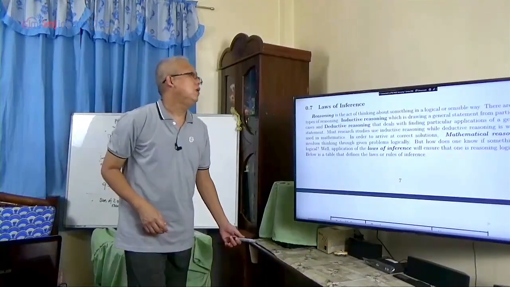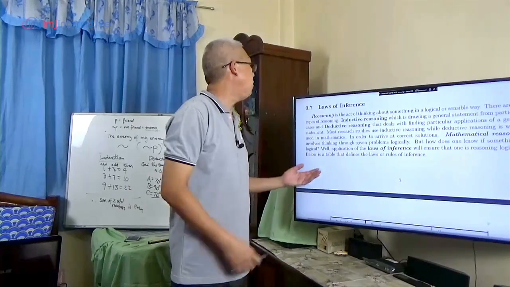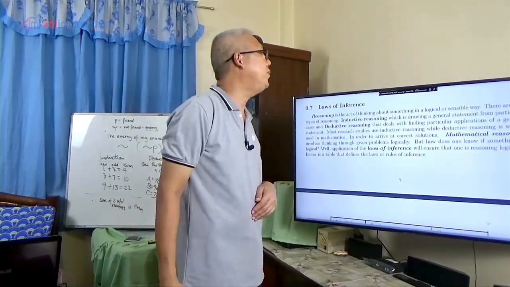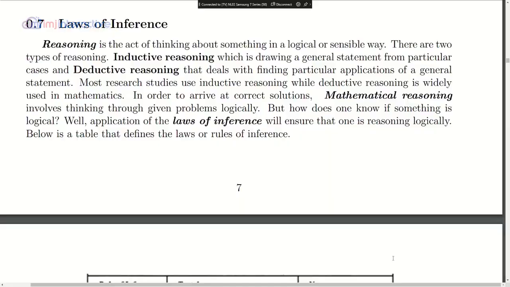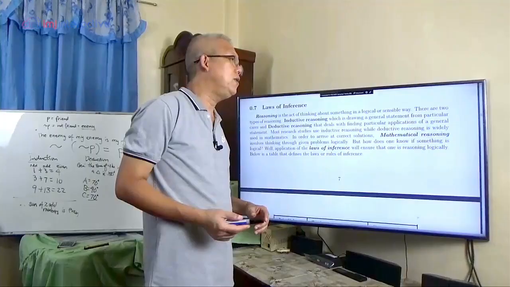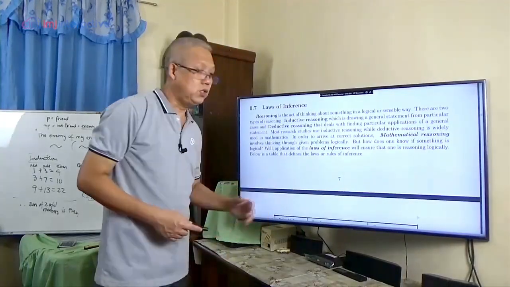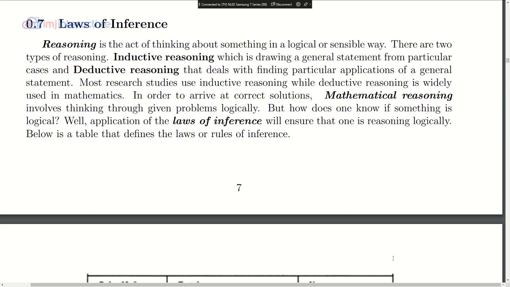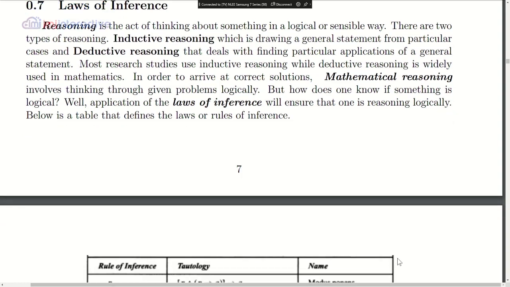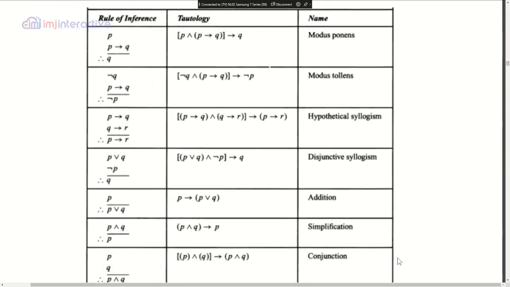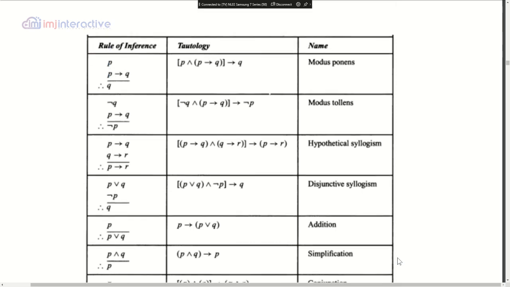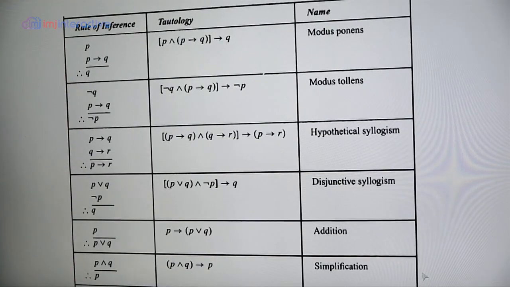Now more. It says here, mathematical reasoning involves thinking through given problems logically. But the question is, how does one know if something is logical? Well, the application of the laws of inference will ensure that one is reasoning logically. So you must be familiar with the different laws of inference. That's how you will know whether your reasoning is logically correct. So there are 7 rules: 1, 2, 3, 4, 5, 6, 7.